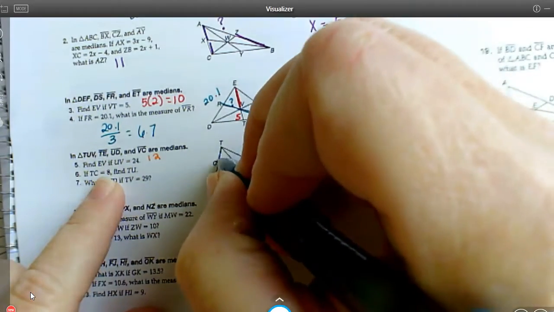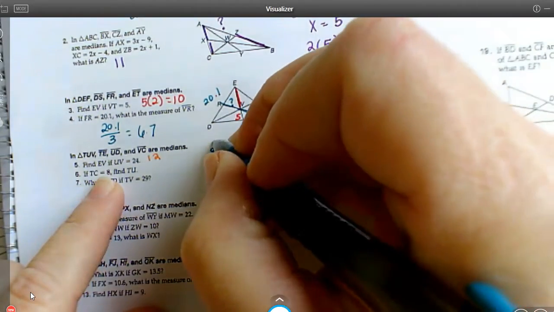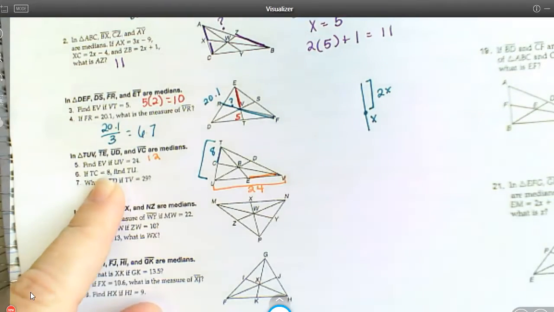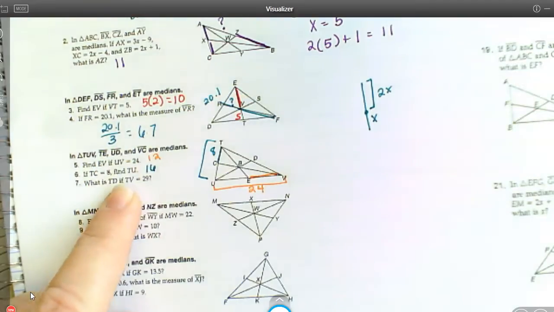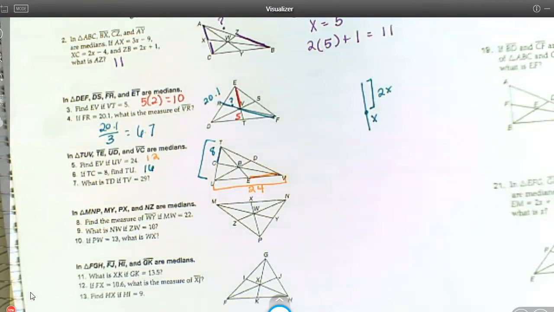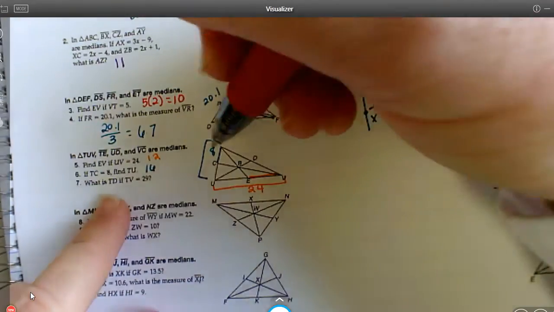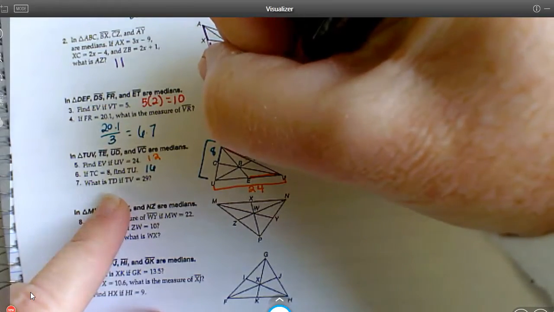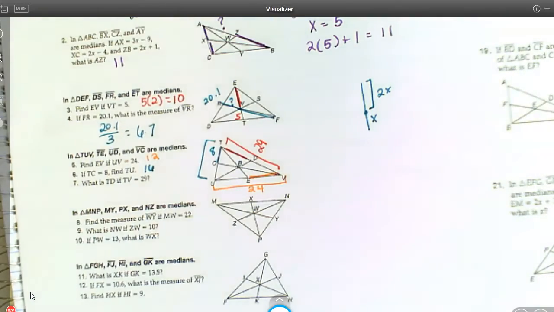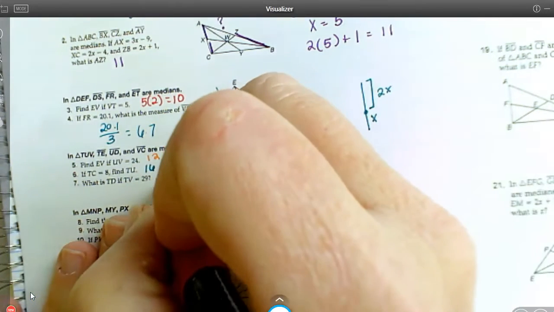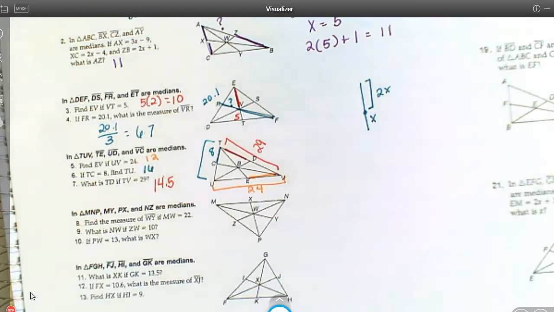TC is 8. Find TU. Times by 2. So that would be 16. Alrighty. What is TD if TV is 29? So what would I do there? Divide by 2, so you get 14.5.